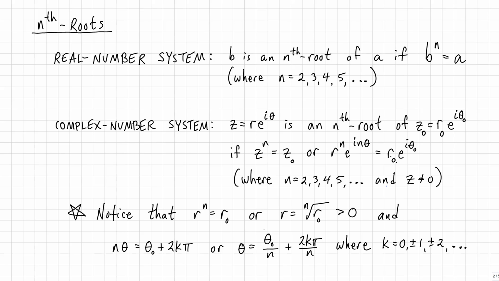Okay, so notice up here that these are equal, so that means r to the n equals r naught. And if you solve that for r, it would be the nth root of r naught. These are real numbers. Remember, r is the modulus. So r to the n is a real number, r naught is a real number. So you just take the nth root of both sides, and you get r equals the nth root of r naught, which would be positive.